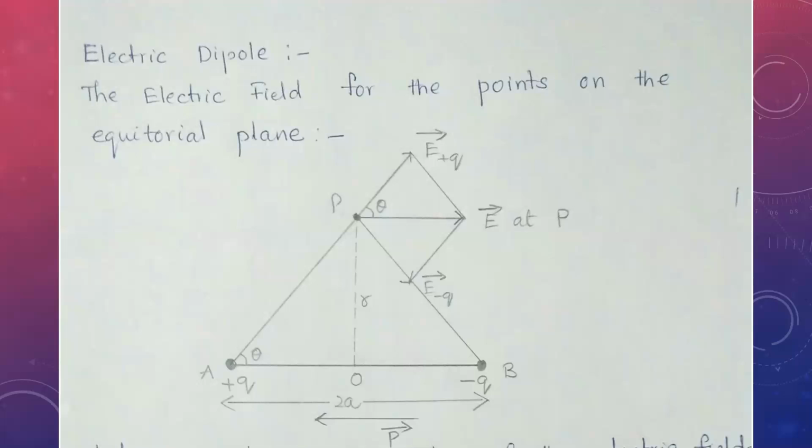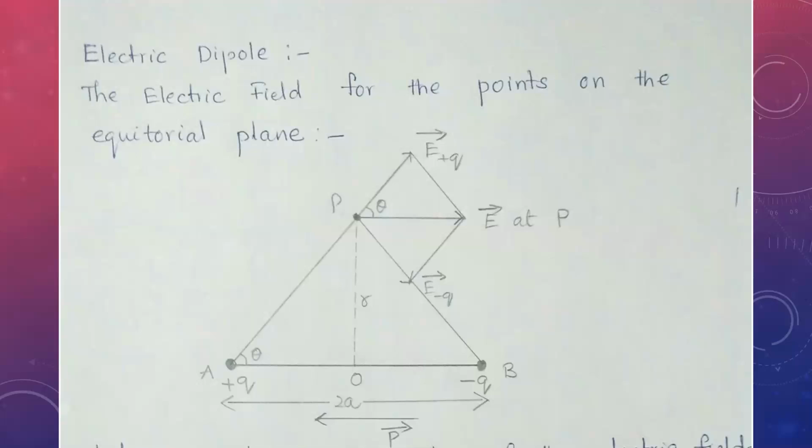Now, the direction of the electric field due to the negative charge, E minus q vector, is along PB, because minus q, which is placed at B, is a negative charge. Therefore, the direction of the electric field due to the negative charge is towards B. So E minus q is shown as an arrow towards the point B.